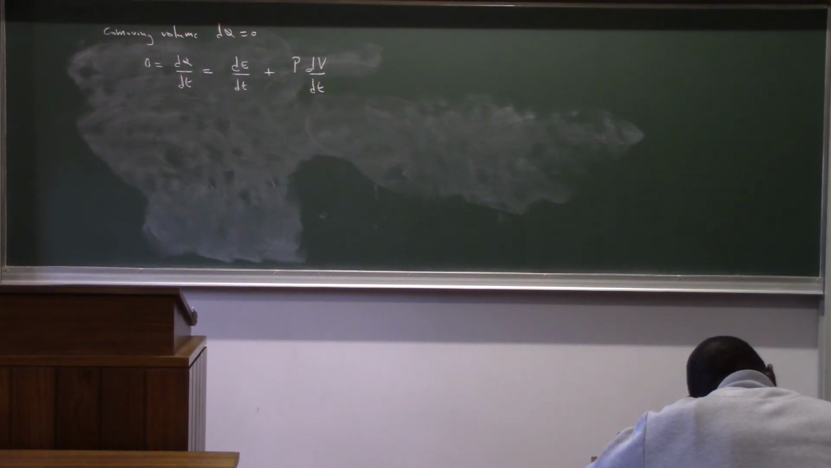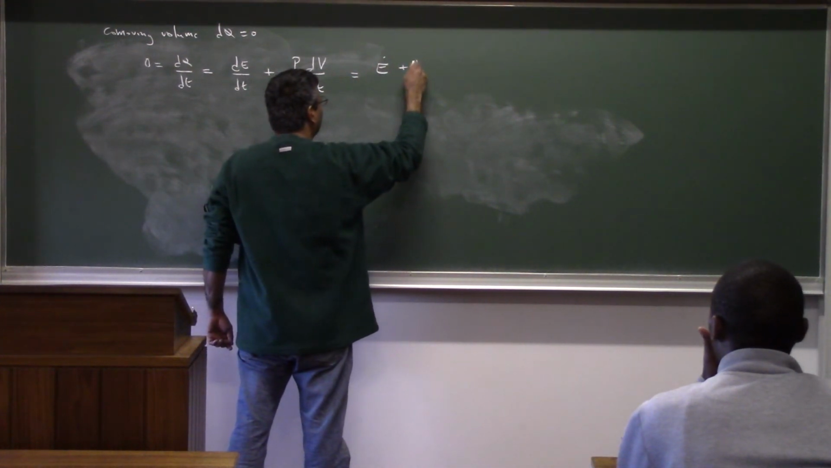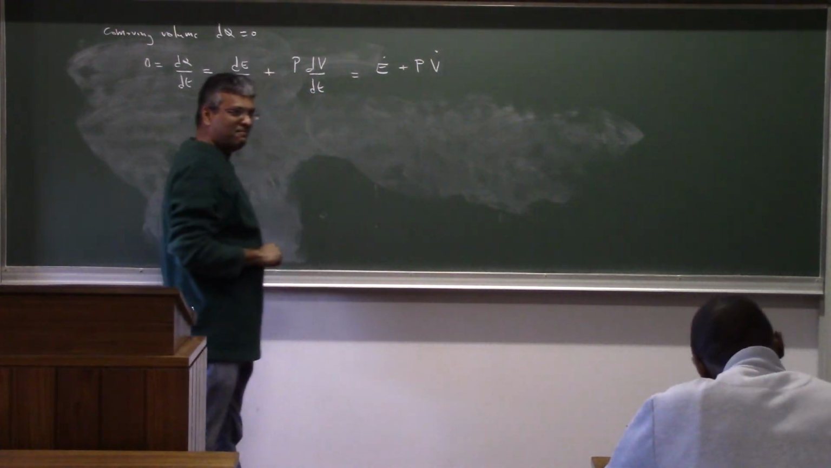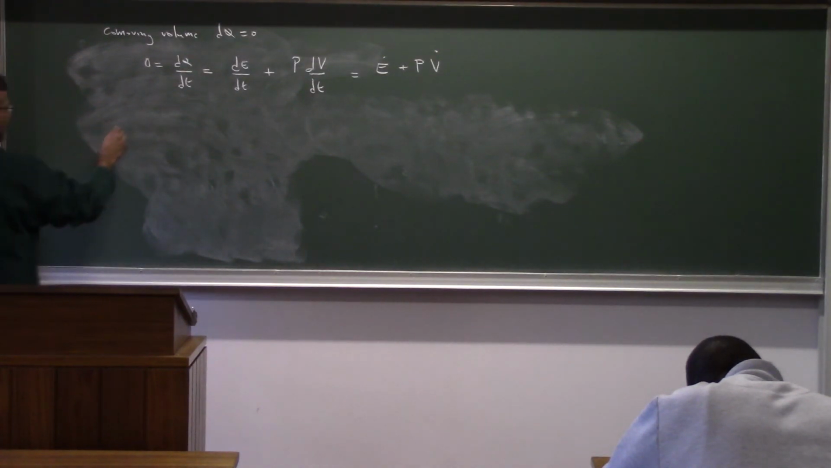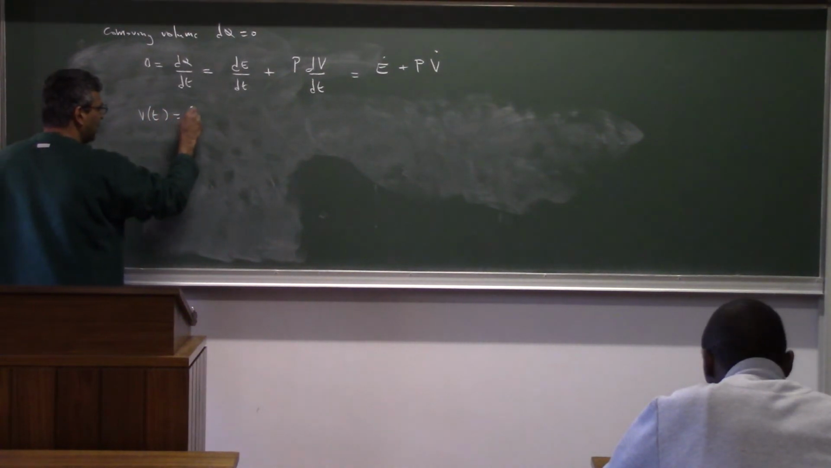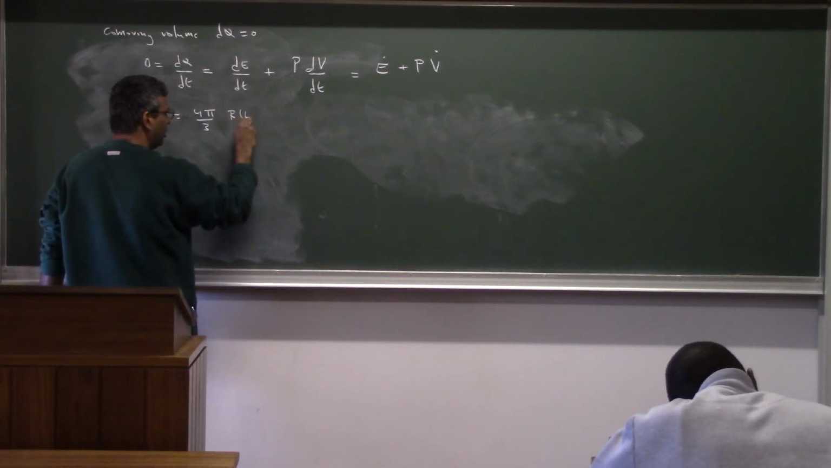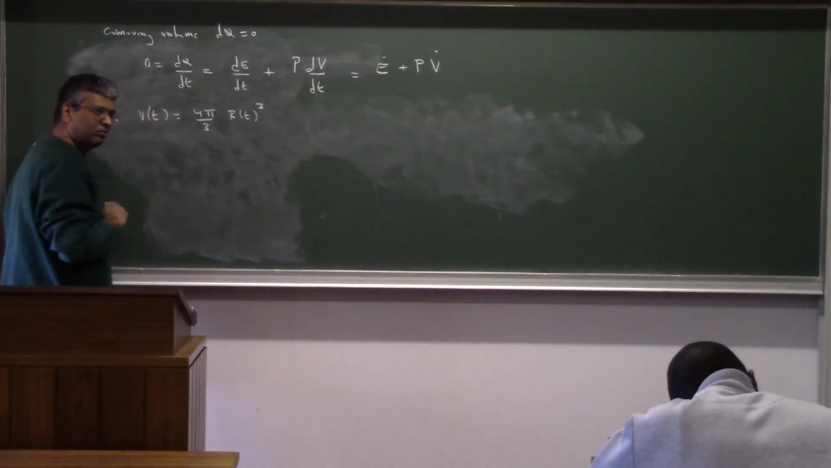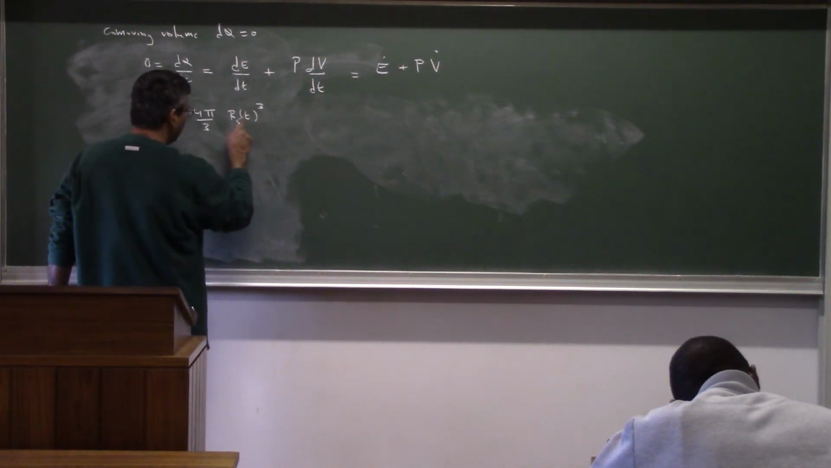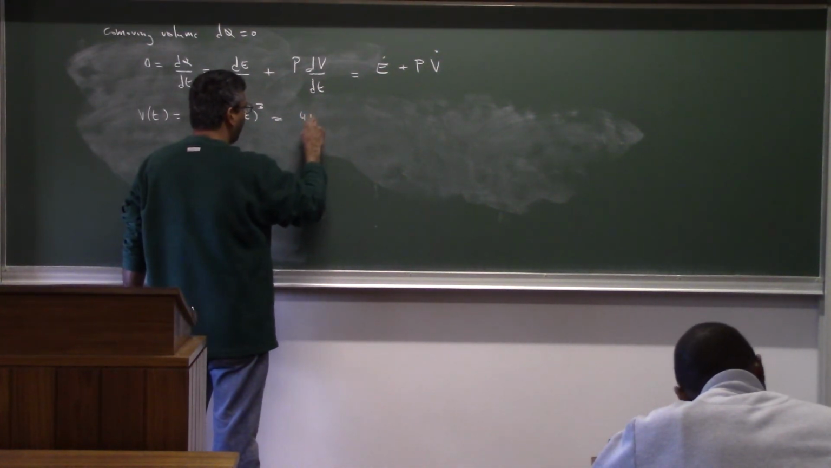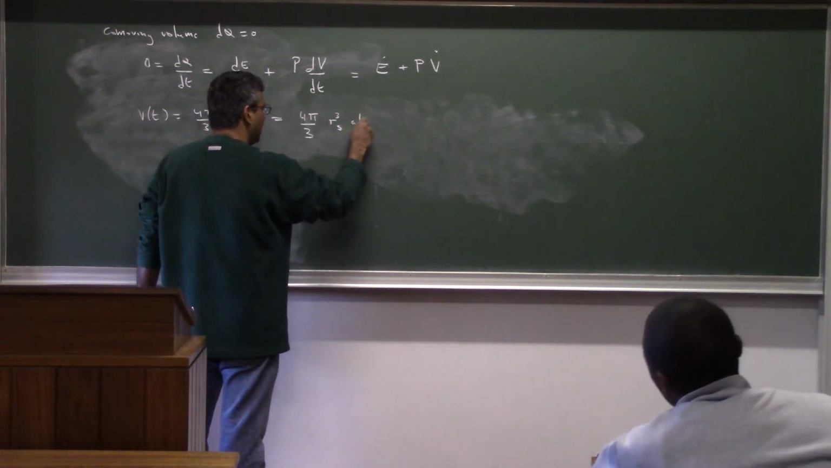Okay, so this is basically a statement that 0 equals E dot plus P V dot. So what are these things? V(t) is 4 pi over 3 R(t) cubed. So we call this R_s a(t) cubed. This is 4 pi over 3 R_s cubed a(t) cubed.